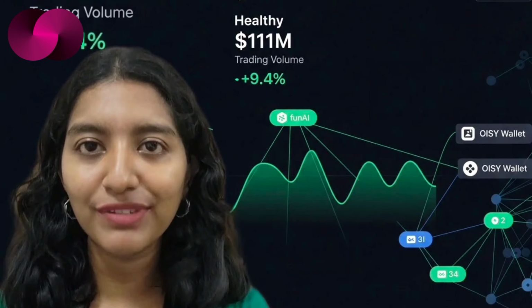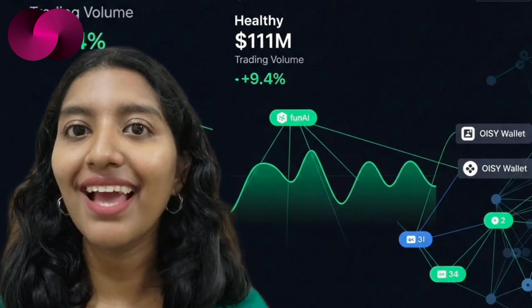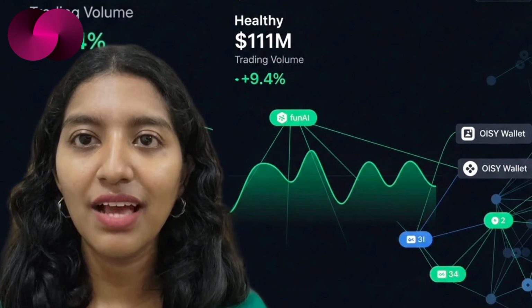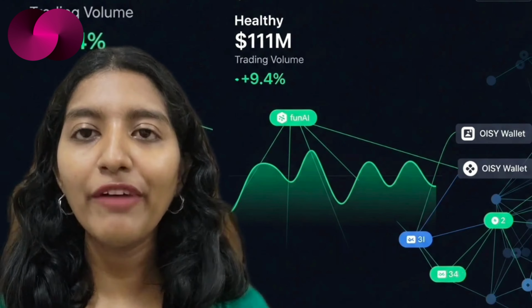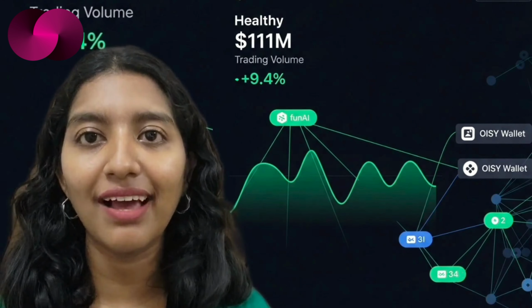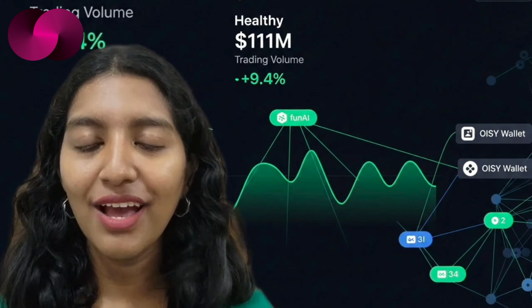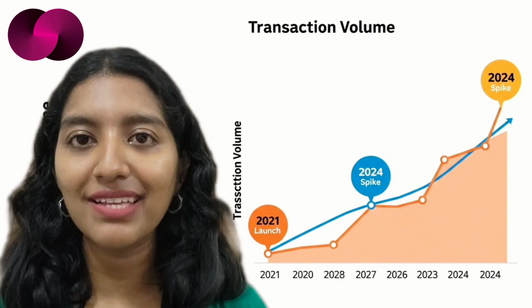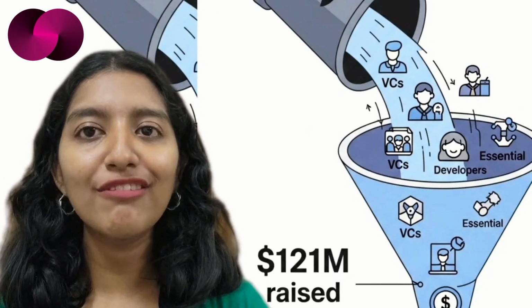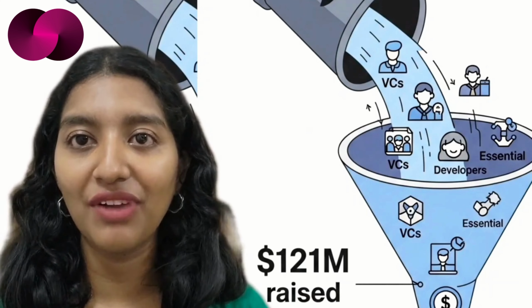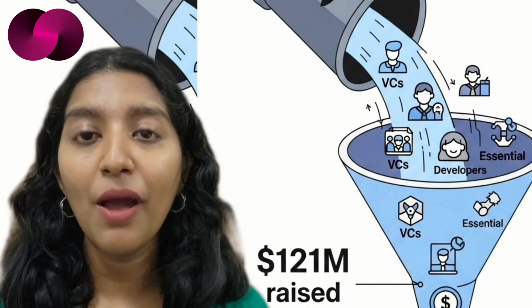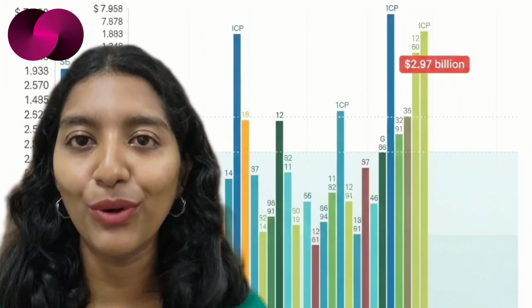Looking at the network side of things, ICP's indicators are pretty healthy. Daily trading volume has hit around $111 million, up 9.4%. You have got increasing activity from both developers and users, driven by projects like OISY Wallet and funnAI. On-chain transactions have been on the rise since ICP's launch back in 2021. There has also been a significant $121 million funding round, and governance participation through the Network Nervous System remains strong, both positive signs for ecosystem growth.